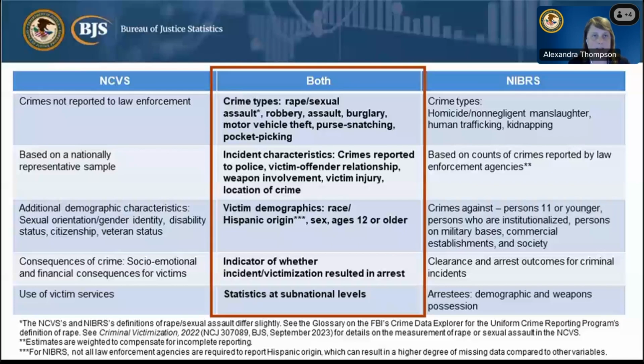Now, that's what's covered generally by both data collections. This is not a comprehensive list. None of this table is comprehensive or gets everything, but it has a lot of the high points of the similarities and differences between these two data collections.